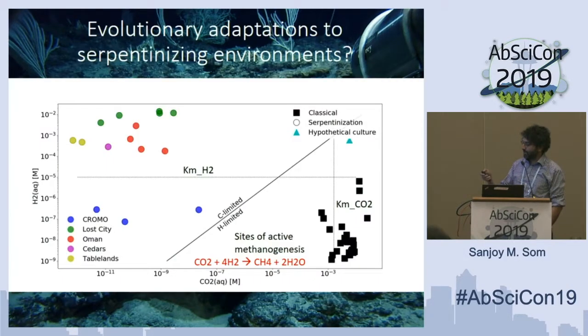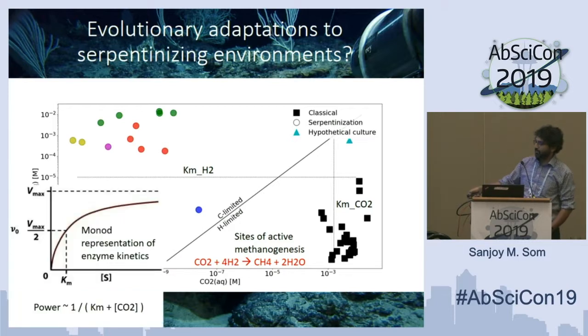But remember this plot I showed in the beginning was hydrogen on the y-axis and CO2 on the x-axis. Here I plot that Km value, that kinetic parameter for CO2 and hydrogen. And the equation for power is in fact inversely proportional to the sum of that Km plus CO2. Now for sites of active methanogenesis, this ratio is controlled by the concentration of CO2 alone, right? You could increase the power by decreasing that Km, but it won't do much because that ratio is set by the concentration of CO2 for sites of classical methanogenesis.